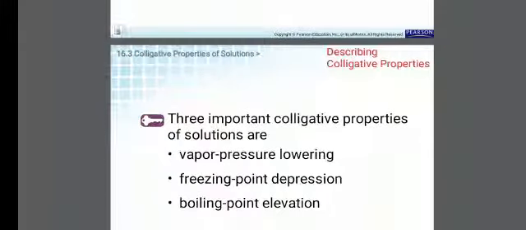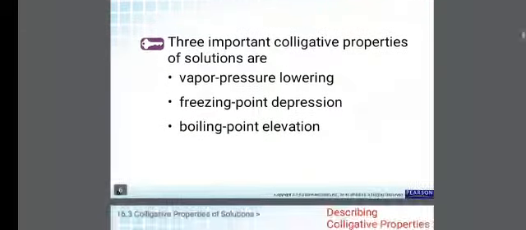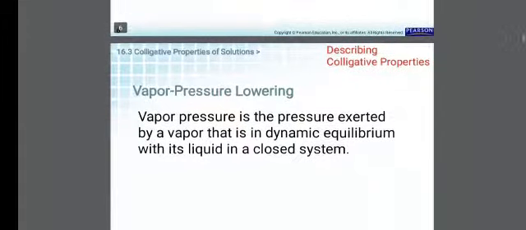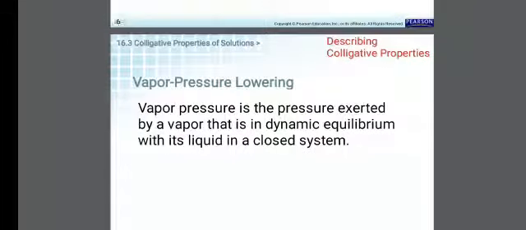Three important colligative properties of solution are vapor pressure lowering, freezing point depression, and boiling point elevation. These are three important colligative properties. We discuss them one by one. First, we discuss vapor pressure lowering.